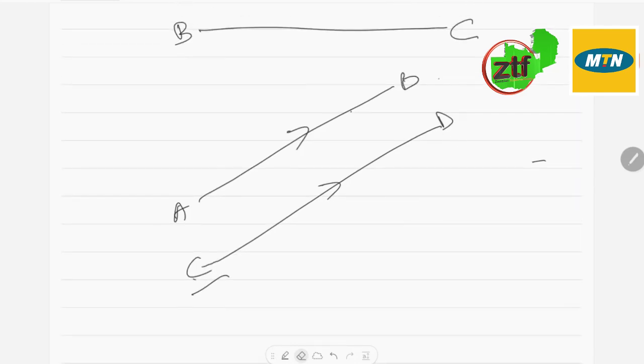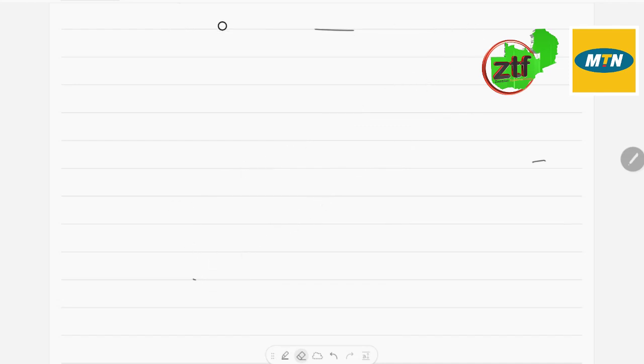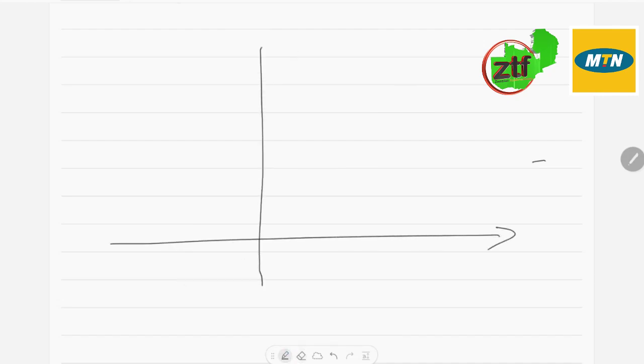But before I answer the question which has been asked, I also want to talk about the concepts you need to know about the gradient. Given the XY plane or the Cartesian plane, this is the y-axis, the origin, the point of intersection, and the x-axis.